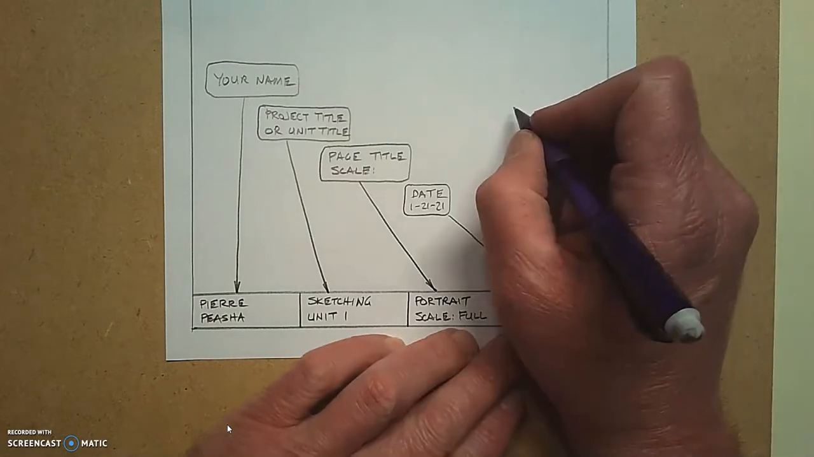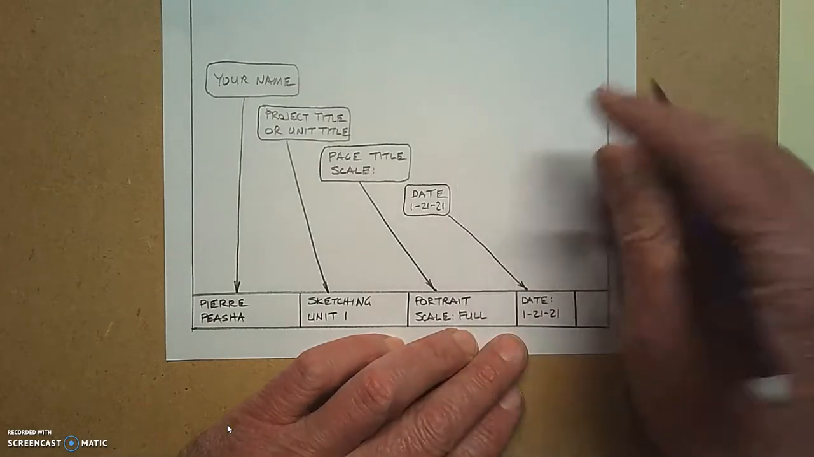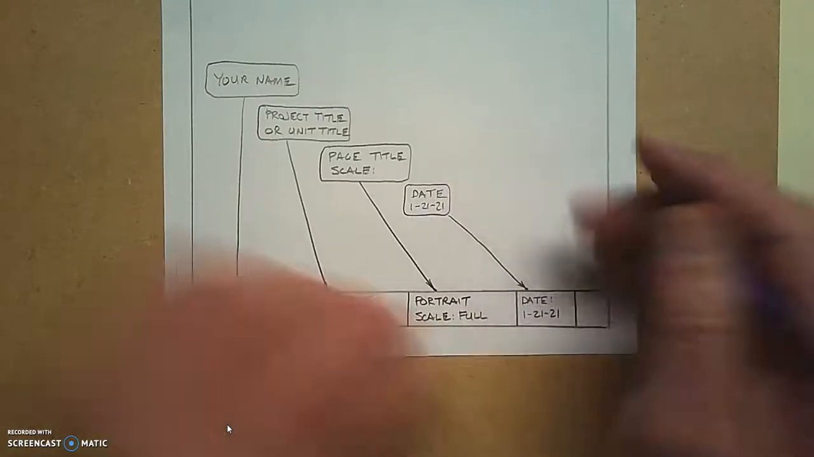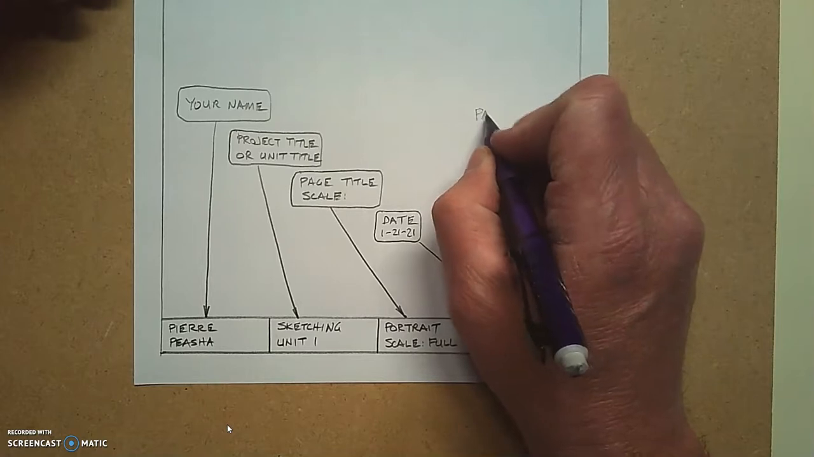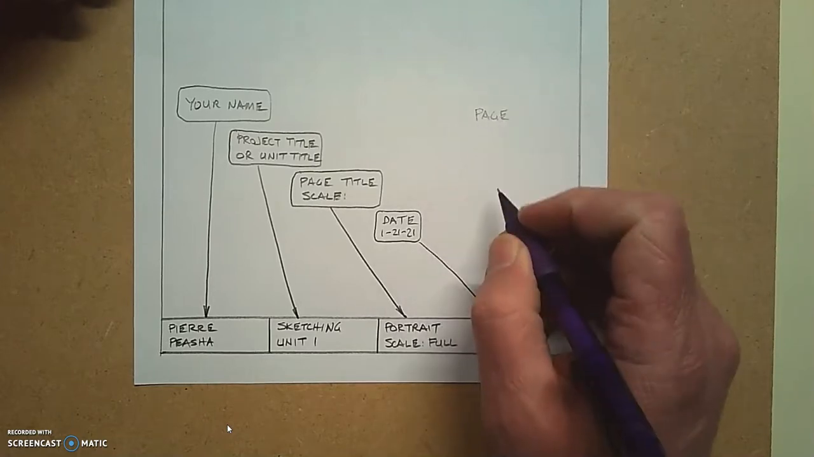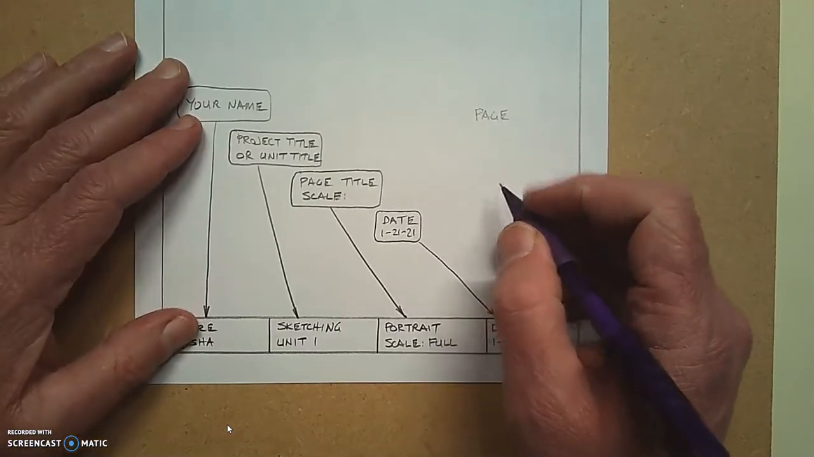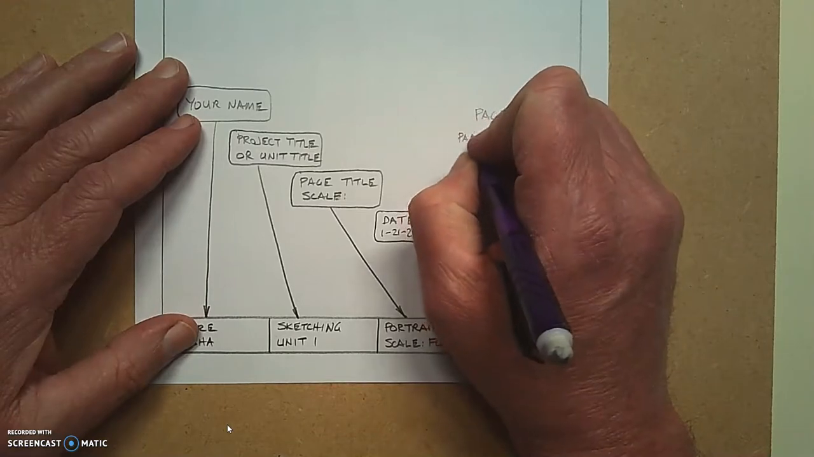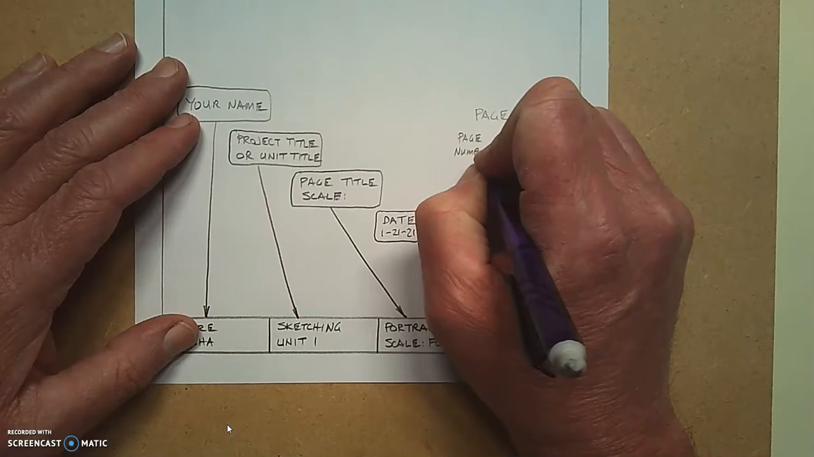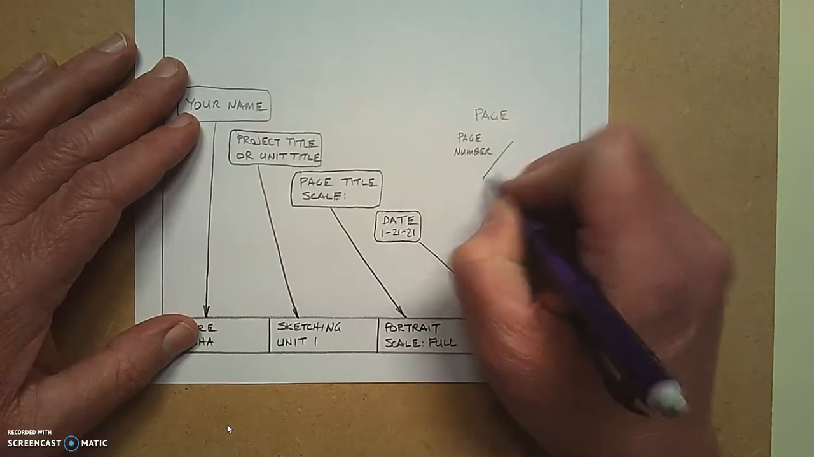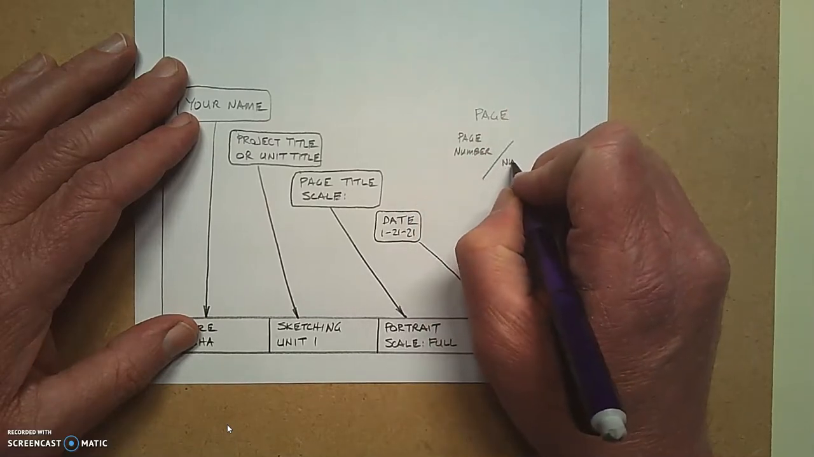So what we do is we write on here the word, I'm going to use this area right here to put in some notes. I'm going to write down the word page. And I'm going to put the words page number, and then like a slash, and below that, number of pages.